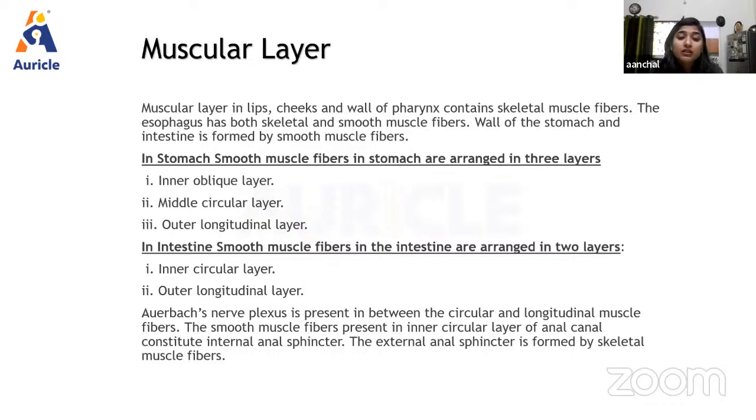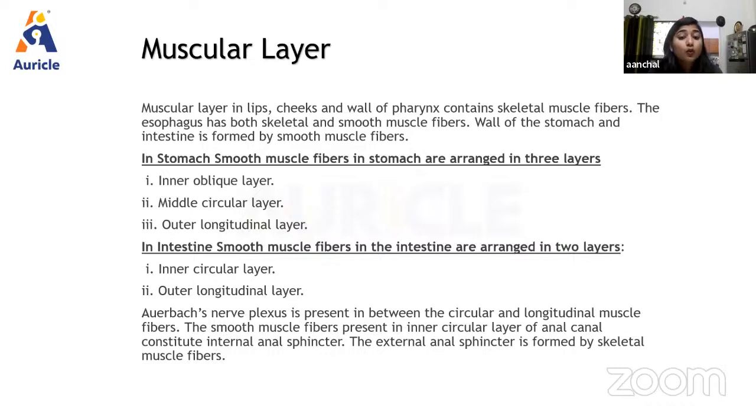The smooth muscle fibers present in the inner circular layer of the anal canal constitute the internal anal sphincter, and the external anal sphincter is formed by skeletal muscle fibers. So basically, that's why the internal anal sphincter is involuntary, meaning it is not in our control, because it is made up of smooth muscle fibers, and the external anal sphincter is formed of skeletal muscle fibers. So that's why it is voluntary.